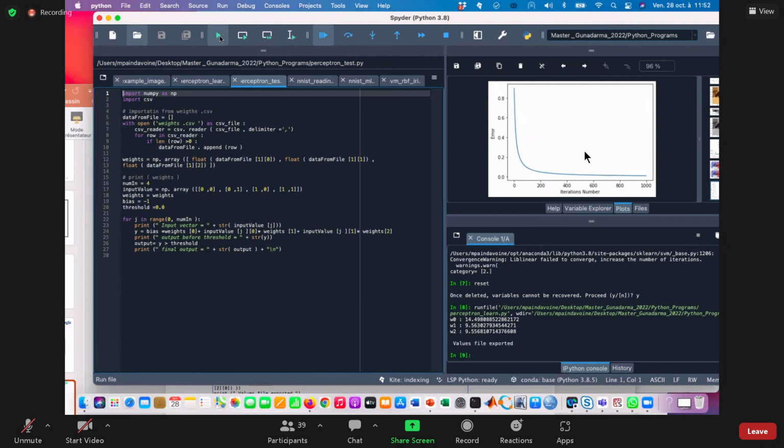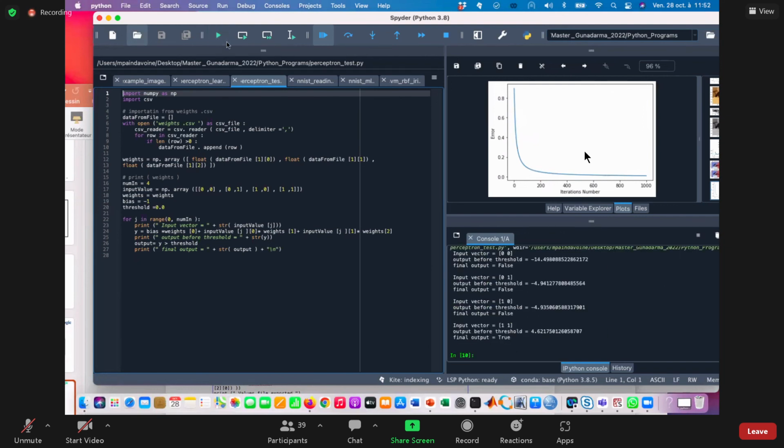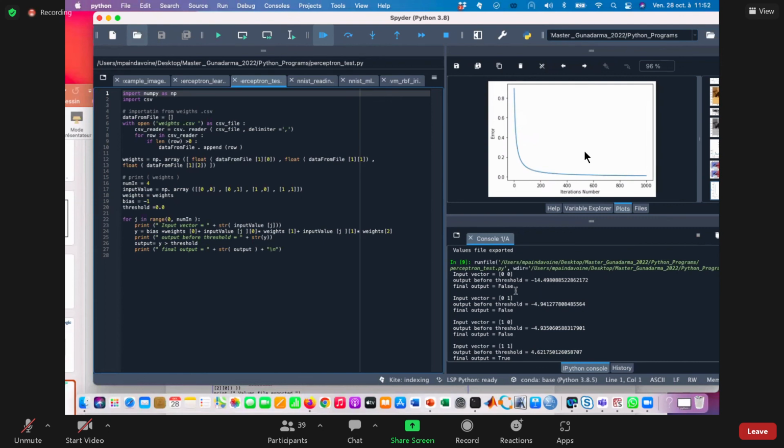So that is what I do now. Here, for the first combination I have 0, 0. The output was negative. That is the summation of the weights multiplied by each input, and for all the inputs and all the weights, I do the summation, and the summation was minus 14.49 and so on.